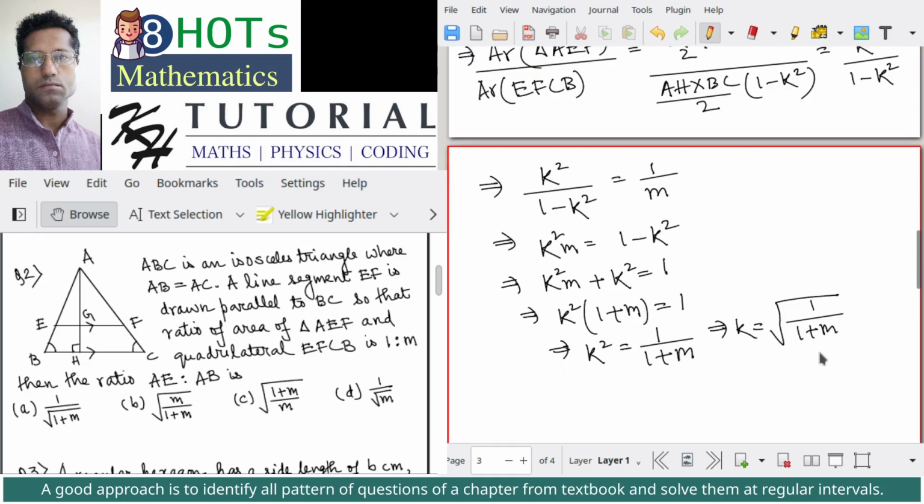So the correct choice should be, now what is this? This is nothing but square root of 1 divided by square root of 1 plus m, which is nothing but 1 by square root of 1 plus m. So the correct choice is answer A. A is the correct choice.